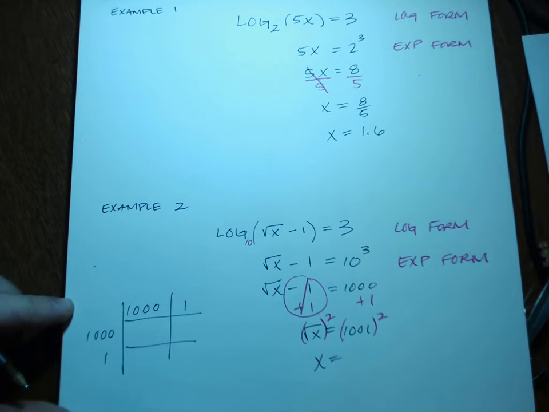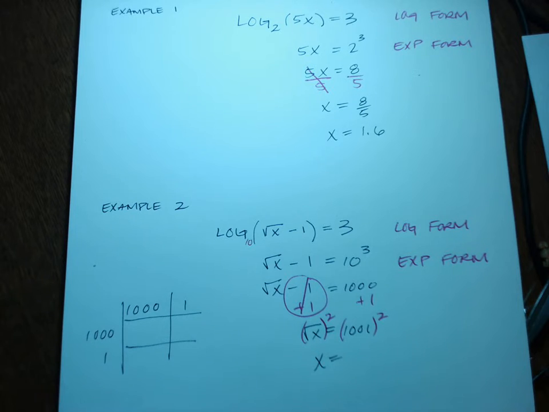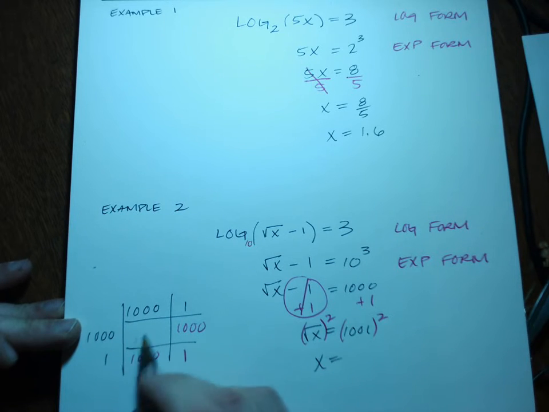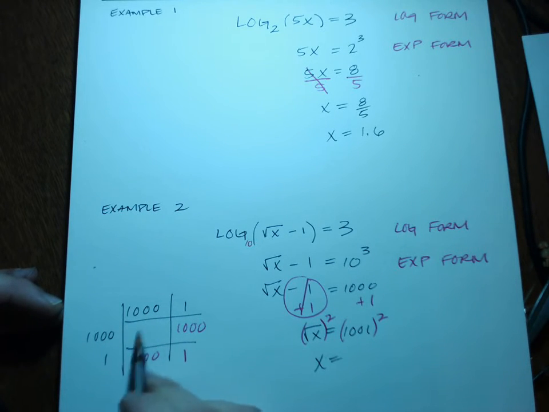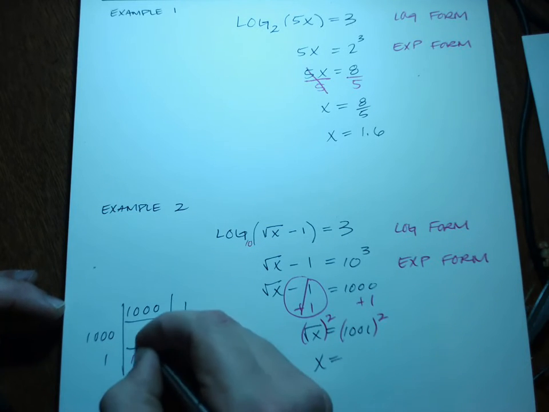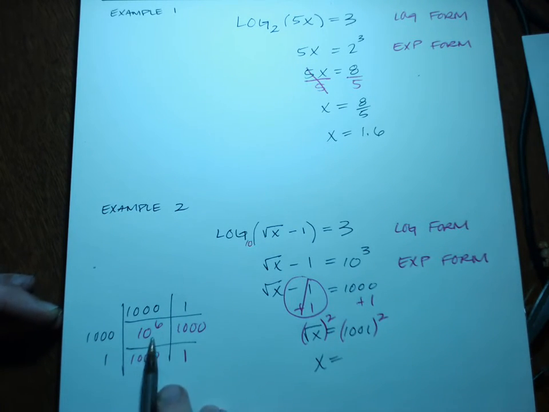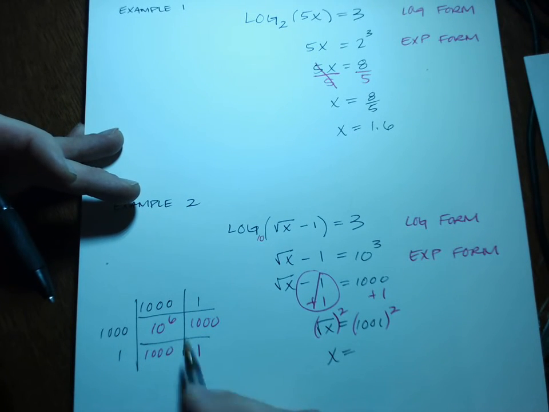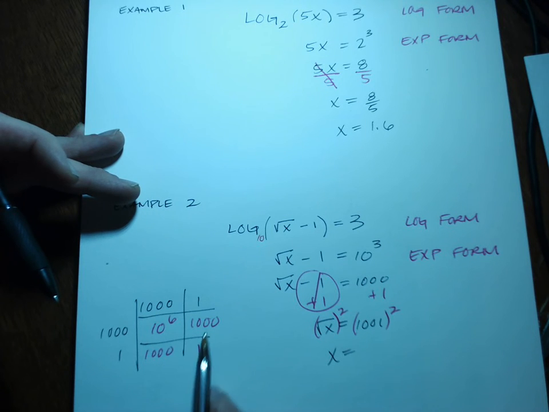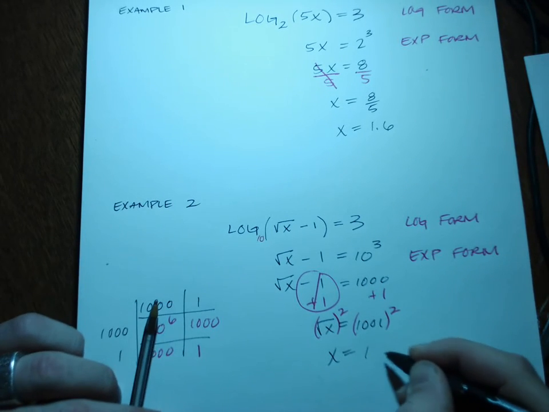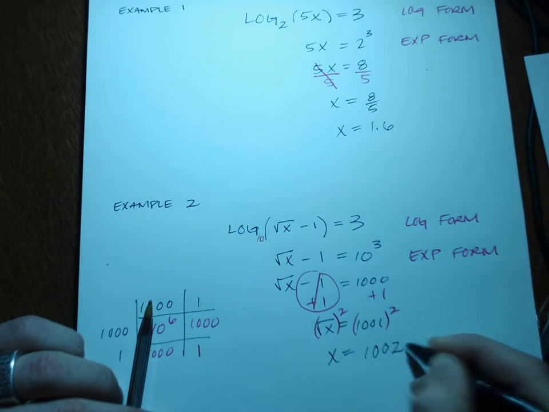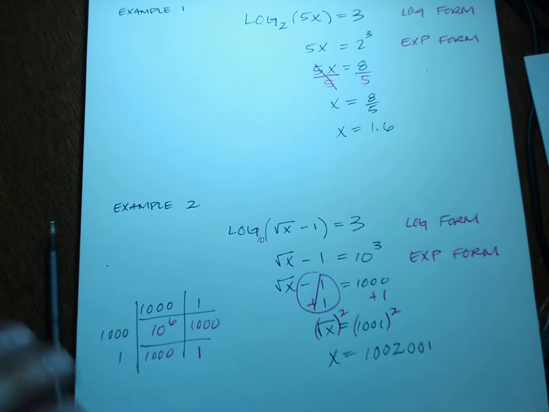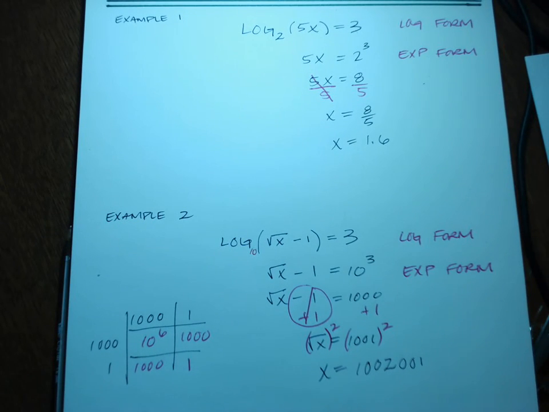times 1,001. That would make 1 times 1,000, 1 times another 1,000, and then 1,000 times 1,000. I don't have enough space here. That's going to be 1,000,000, but I'm just going to write 10 to the 6th because it fits better. All right, so this would be 1,002,001. And when we write that, 1,002,001. So either way, your first step is to convert it to exponent form.